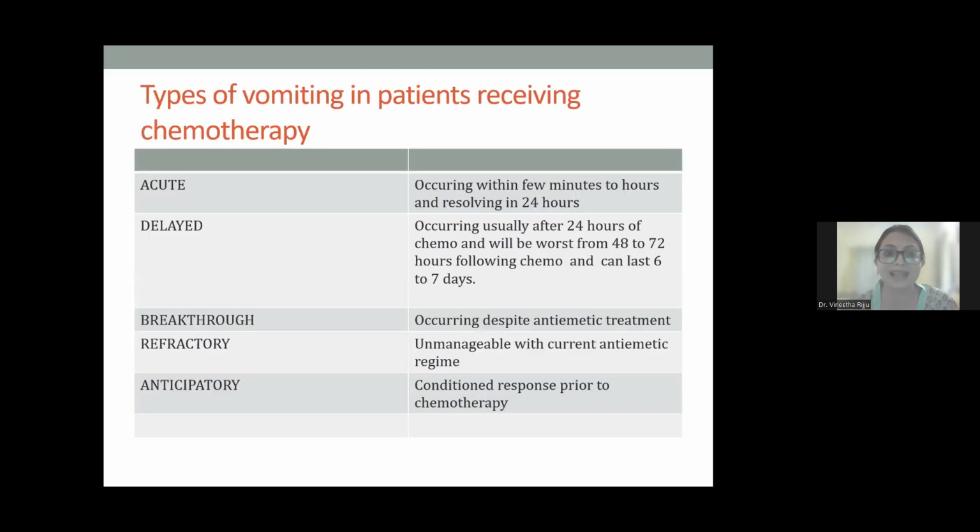That would be what you call acute vomiting and delayed vomiting. Acute vomiting occurs within minutes to hours, and it generally resolves in about 24 hours. Whereas most chemotherapy drugs and radiation have delayed vomiting, which we call CINV and RINV, chemotherapy-induced nausea and vomiting and radiotherapy-induced nausea and vomiting. These usually occur after 24 hours of the chemotherapy, and they get worse from about 48 to 72 hours. For some, it lasts for about 7 days.